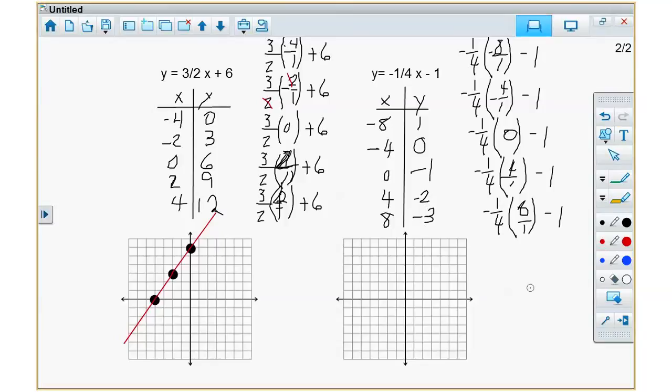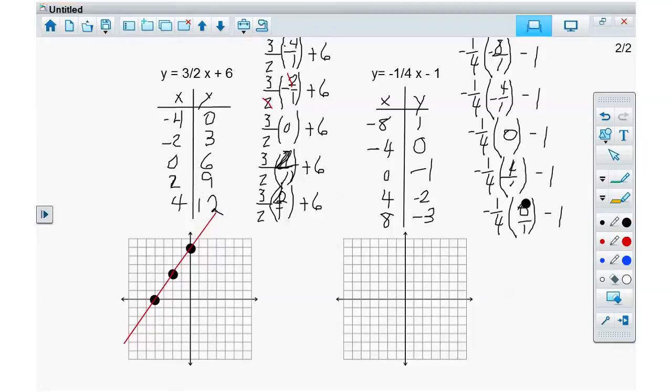Let's check the last one. What's +8 divided by -4, or -8 divided by +4? -2. And what's -2 minus 1? So it checks. So plot that one.